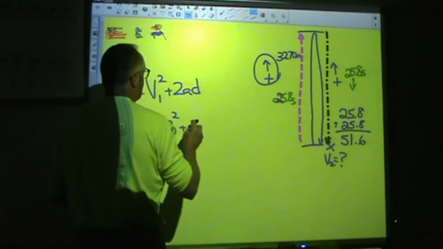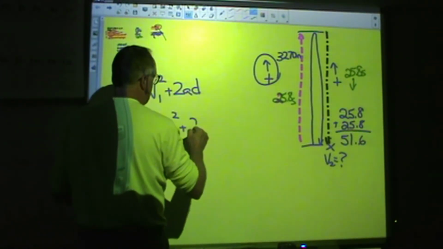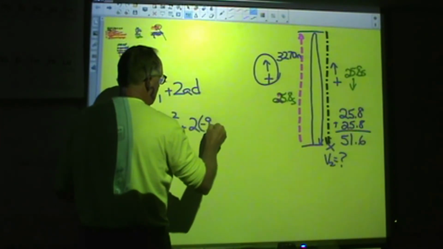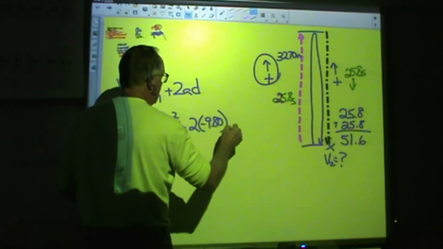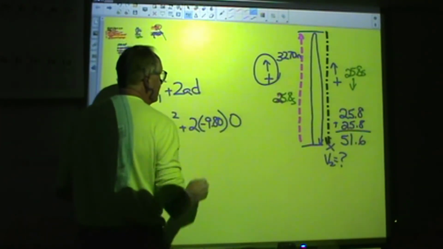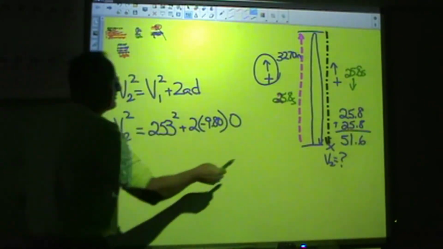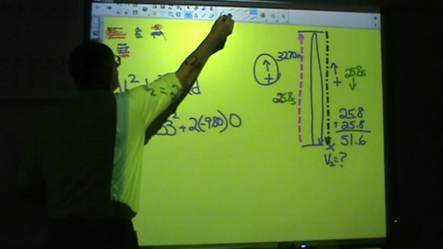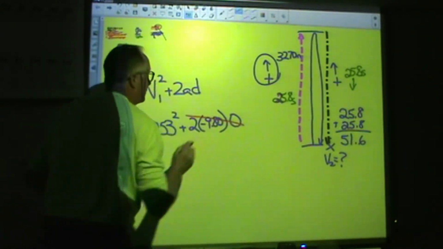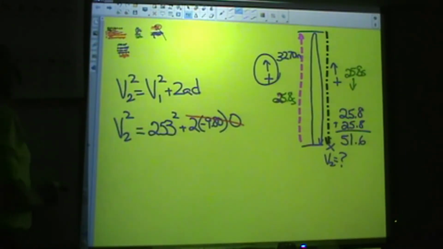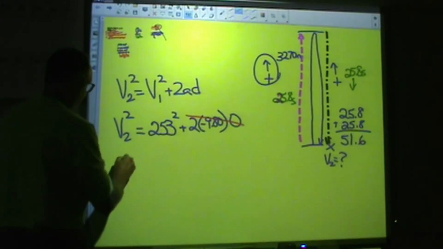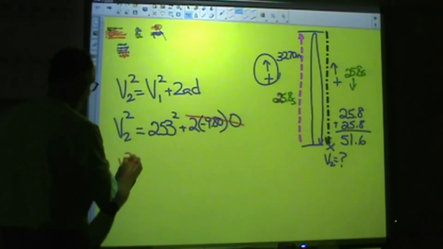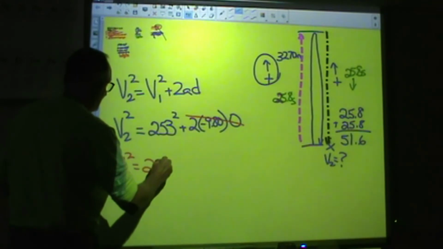Plus 2 times negative 9.80 times 0, because the displacement is going to end up at the same place that it started. So that cancels that whole side. Nice. You're going to be a great math teacher. Then you have the 253 squared, and that's 64,009.